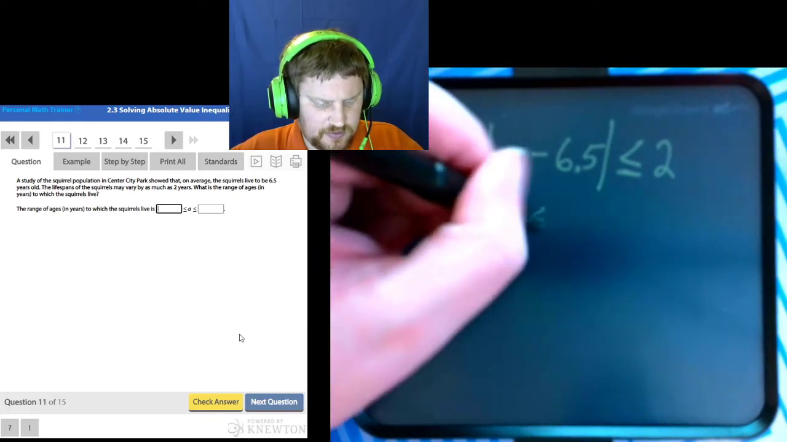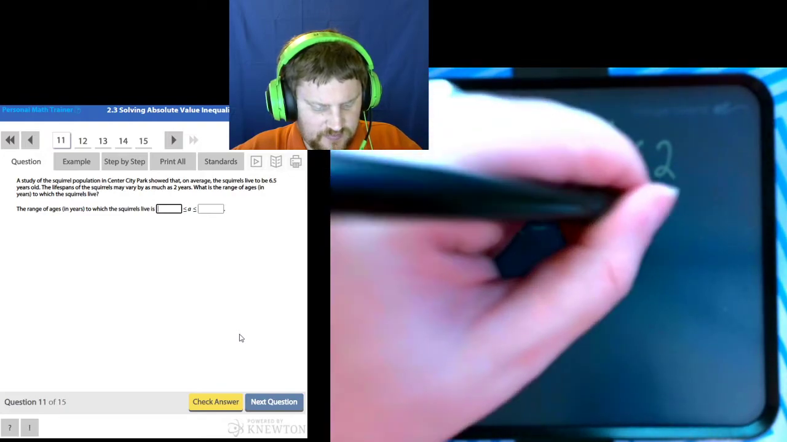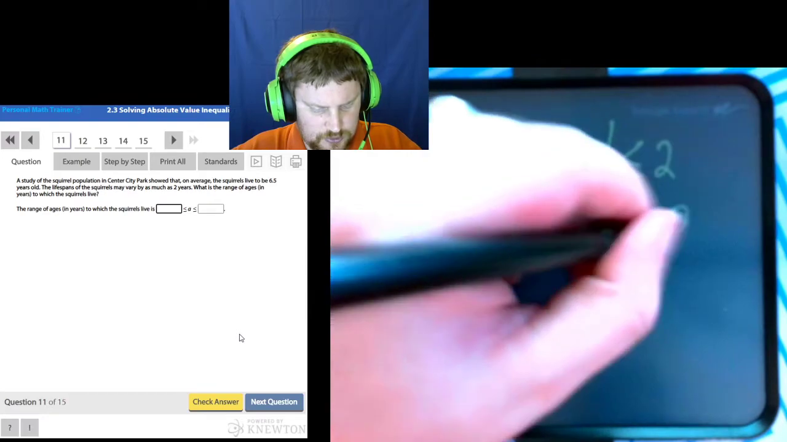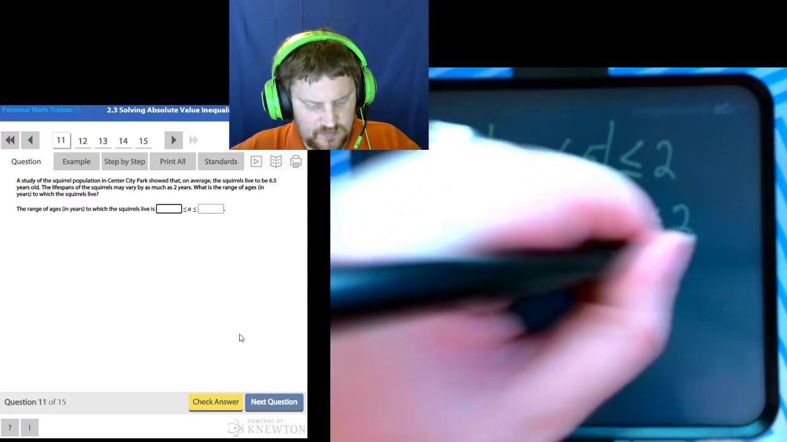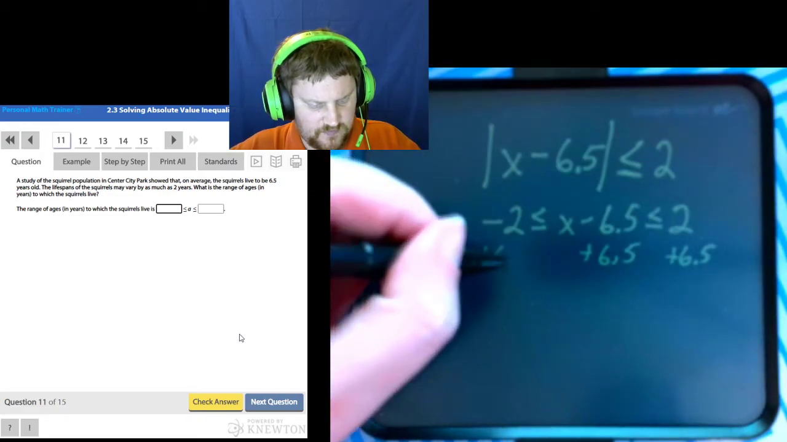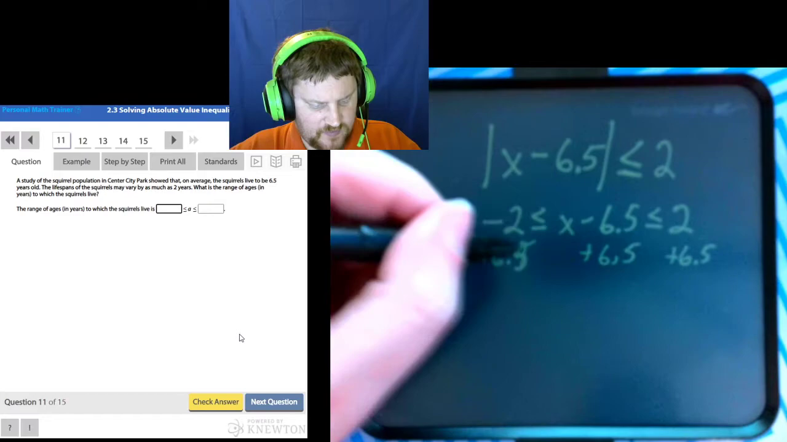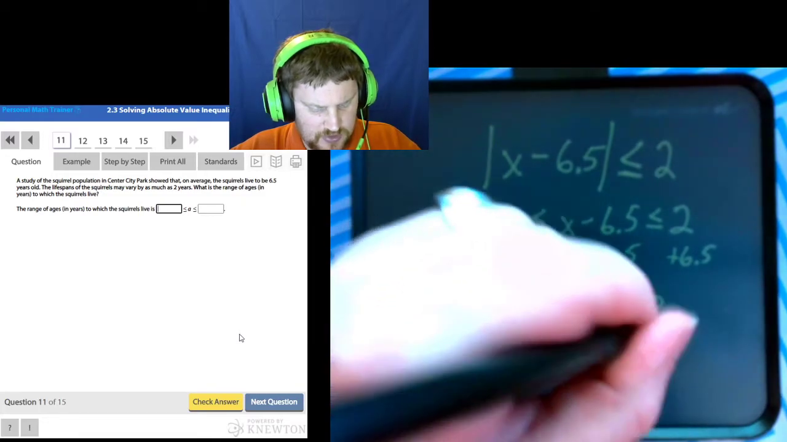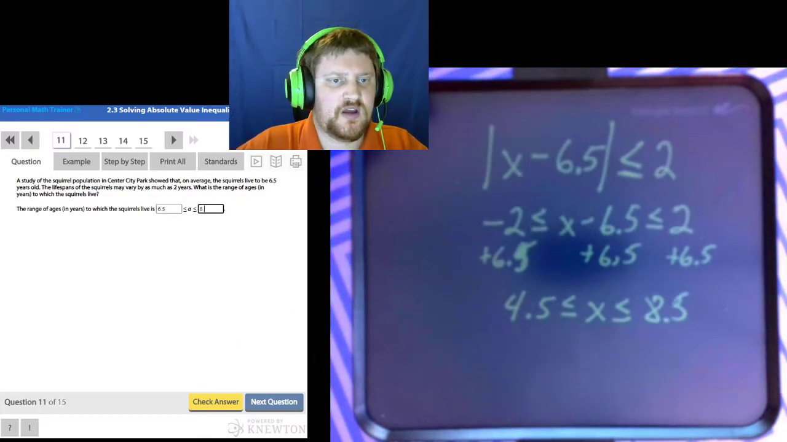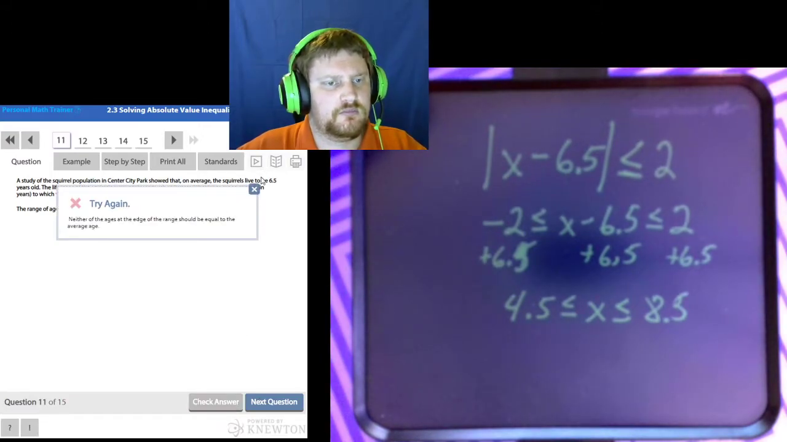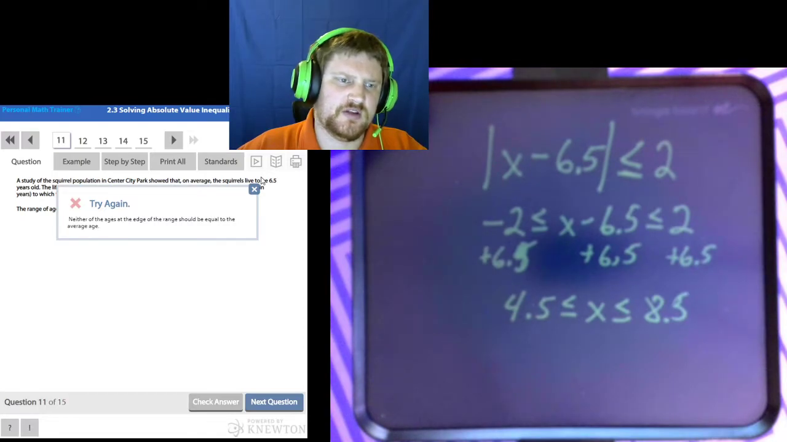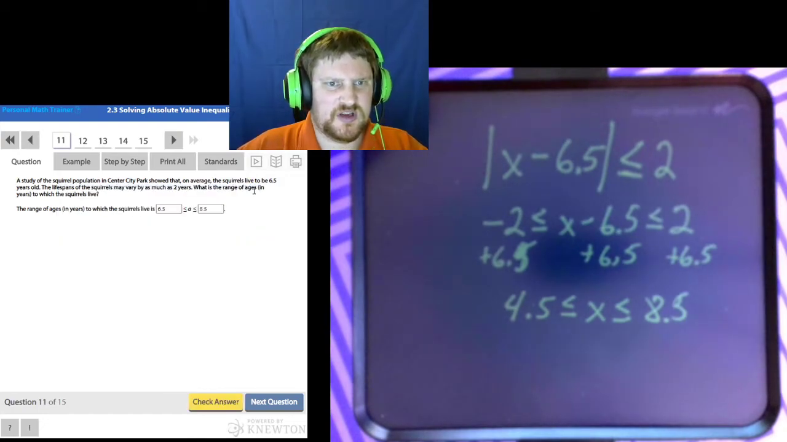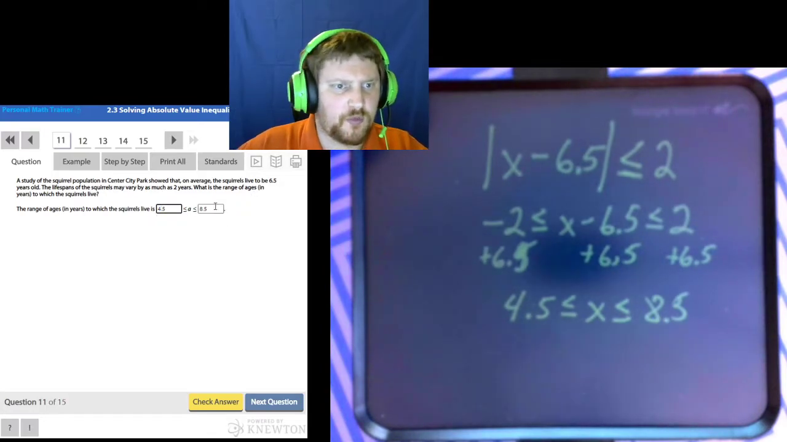So negative 2 is less than or equal to x minus 6.5 is less than or equal to 2. So add 6.5, add 6.5, add 6.5. Negative 2 plus 6.5 is 4.5, is less than or equal to x is less than or equal to 8.5. So 4.5 to 8.5, get it? Neither of the ages at the edge of the range should be equal to the average age. Oh, I typed in 6 instead of 4. That should be 4.5.